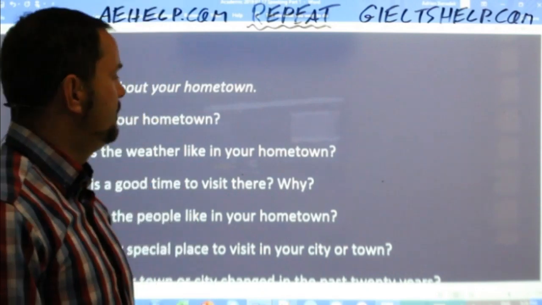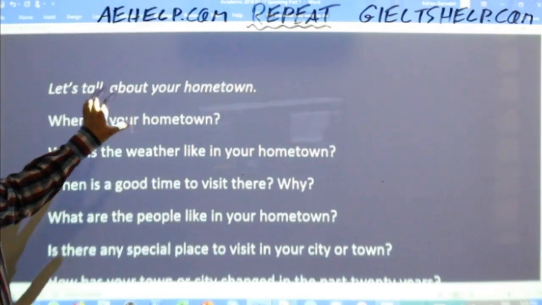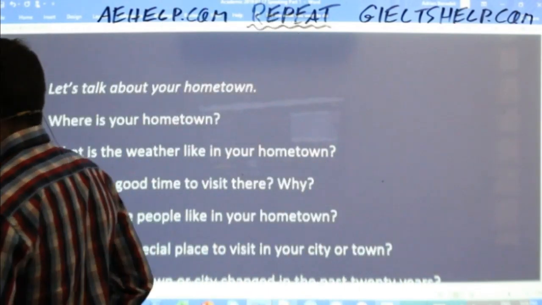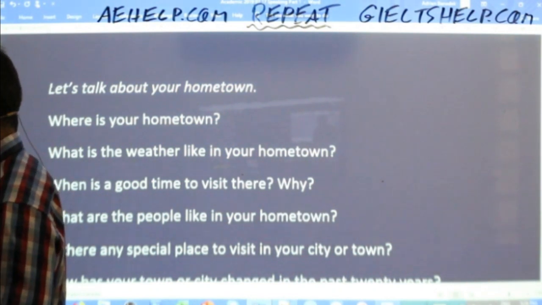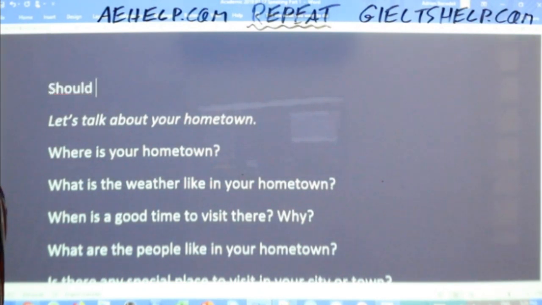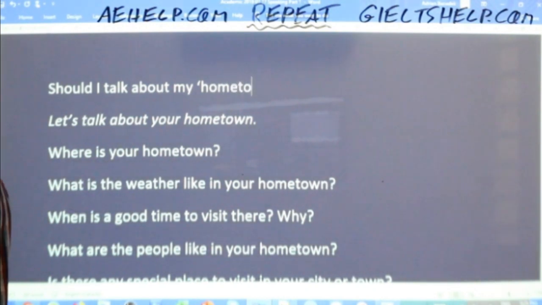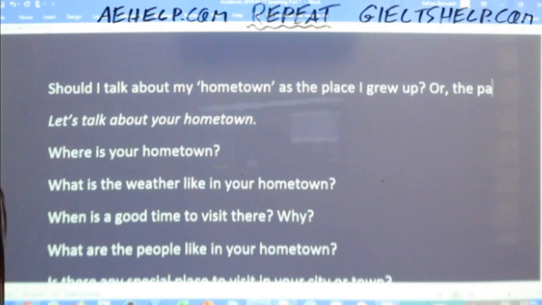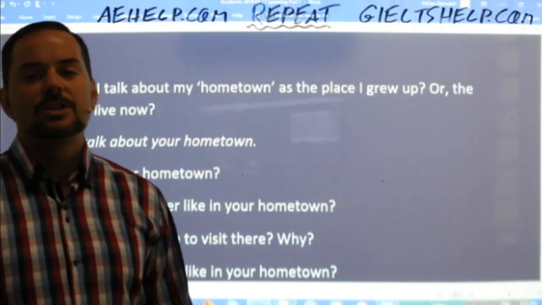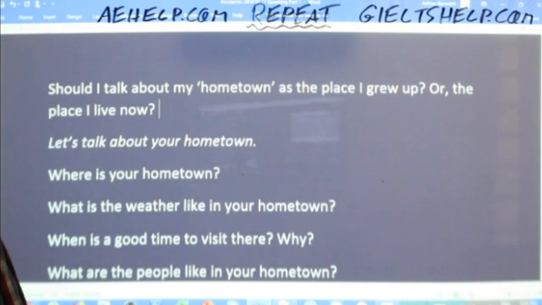Now, before we get going here, just a very quick piece of advice, okay? Your hometown is maybe where you live or where you grew up. Those could be different places. Which one should you talk about? The place where you grew up or the place where you live now, if that's different? If it's the same, no question. If it's different, then this is a question that many students who live in different places ask. Should I talk about my hometown as the place I grew up or the place I live now? Of course, given that it's different. Okay, what do you think? Should you talk about the place where you grew up or should you talk about the place where you live now?